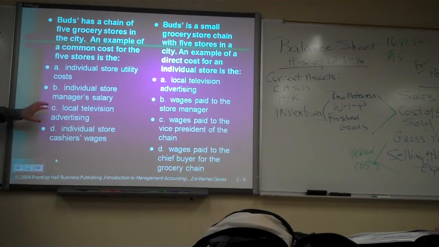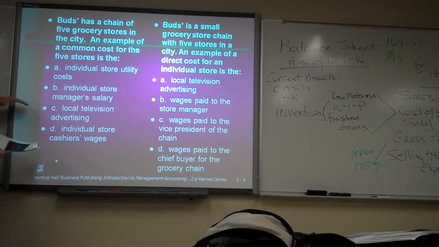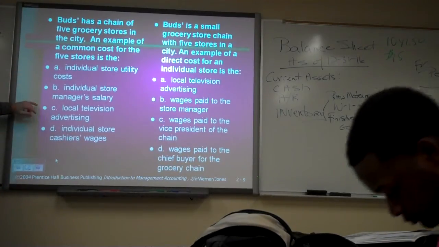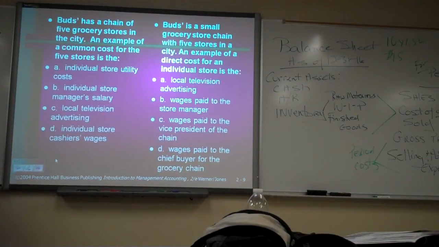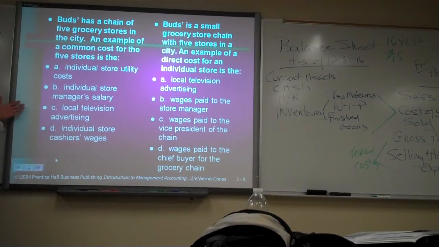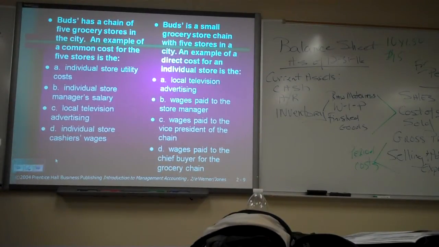Anything that relates to that individual store is a direct cost. Because we know that individual store utility cost was just for that store. That manager's salary was just for that store. The individual store cashier wages just for that store. So our common cost would be local television advertising. Also think about, they probably have a regional vice president of sales or marketing, or maybe a VP of the region. That cost would also be a common cost.